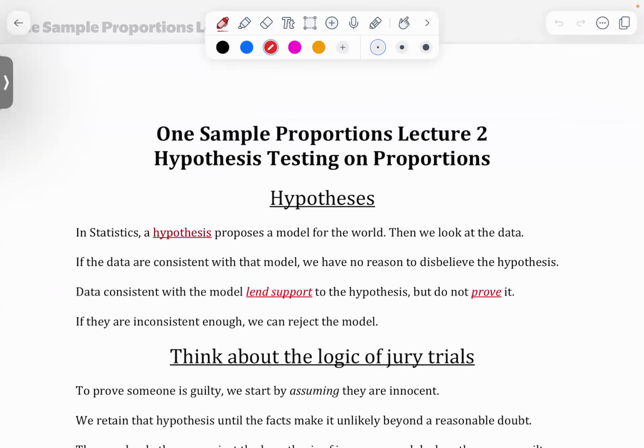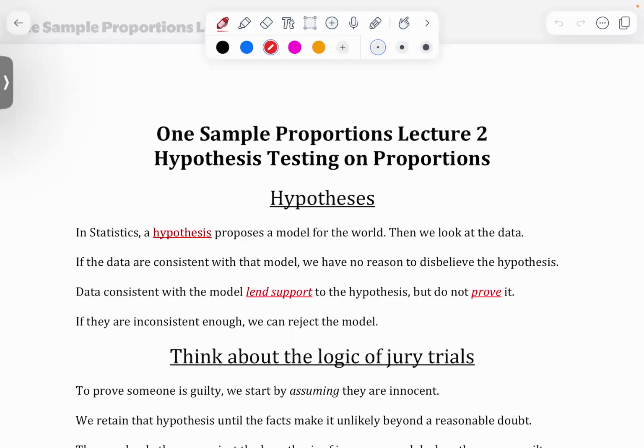Hello, and welcome to Statistics One Sample Proportions Lecture 2. So we discussed confidence intervals last time, and now we are going to move into hypothesis testing.